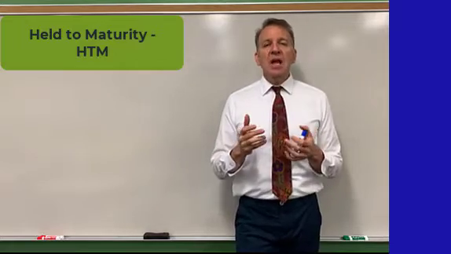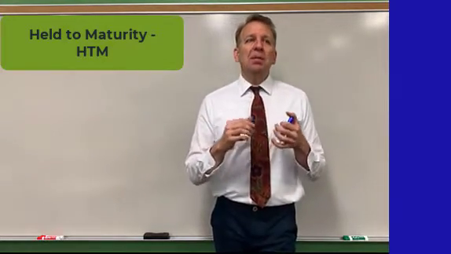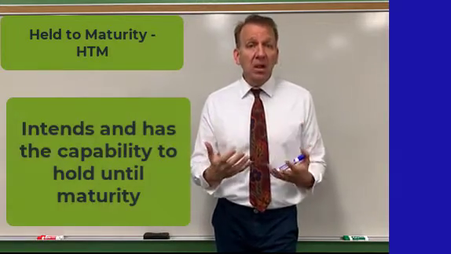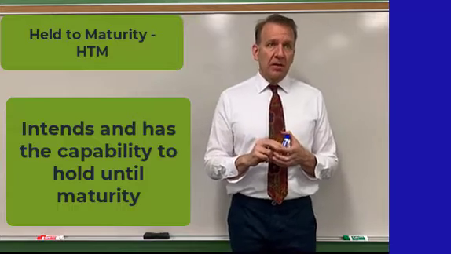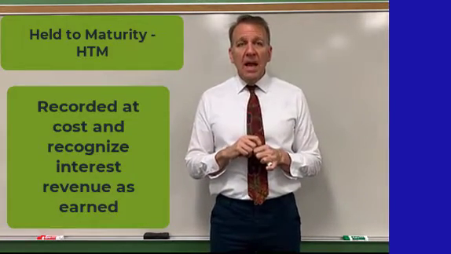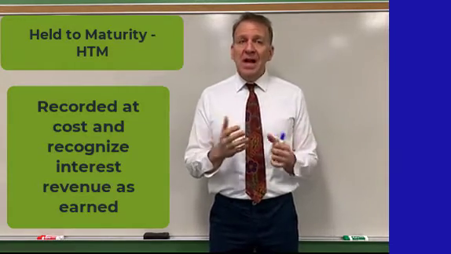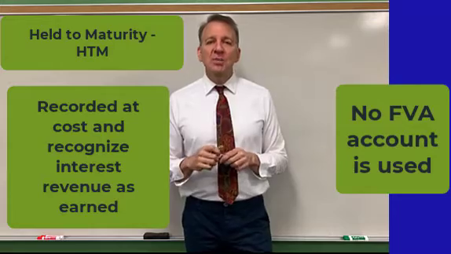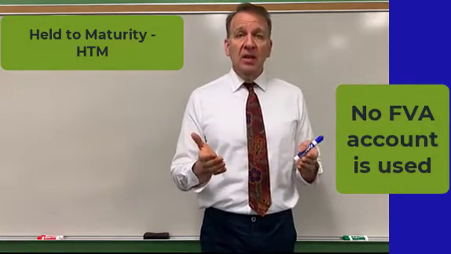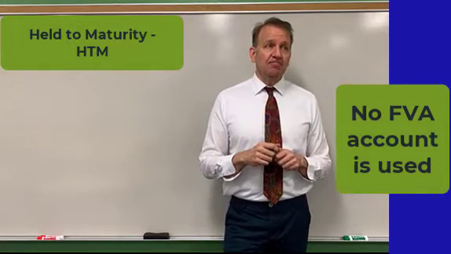In this case, if we have a held to maturity debt investment, this means that we're planning to hold it till maturity, and we have the capability to hold it to maturity. So we're going to record this at cost, and we will recognize any interest revenue as we earn it. We're not going to have any fair value adjustment account. All we're going to do is record it at cost and recognize revenue as we earn it.